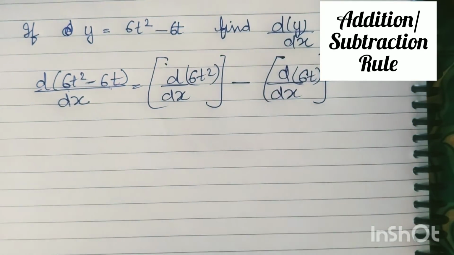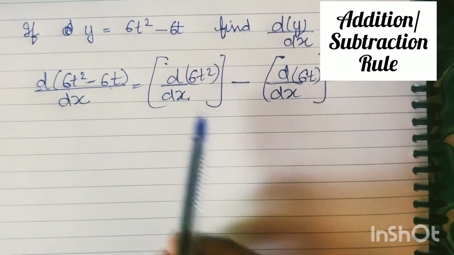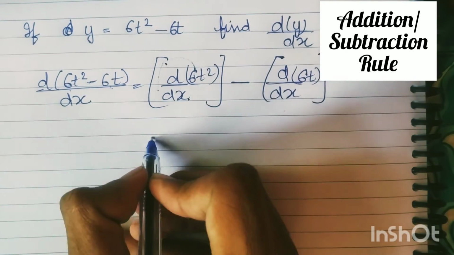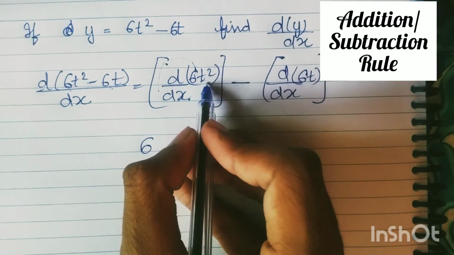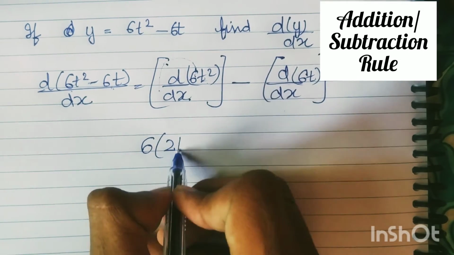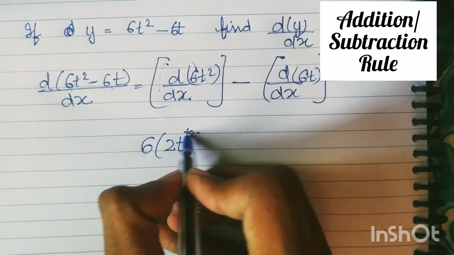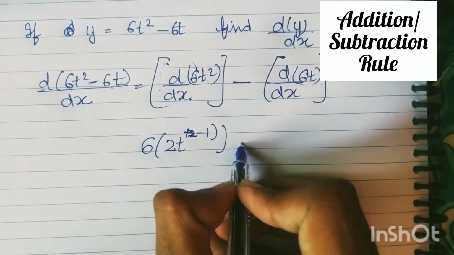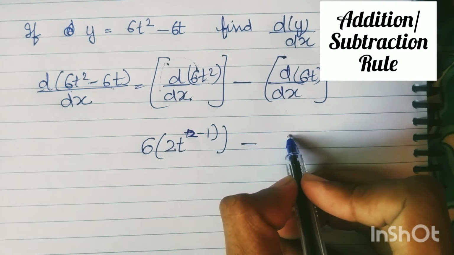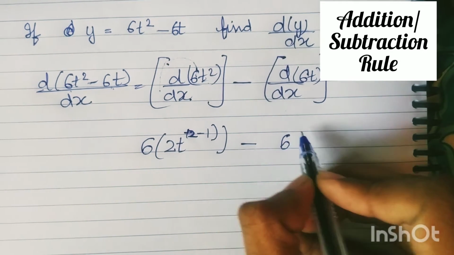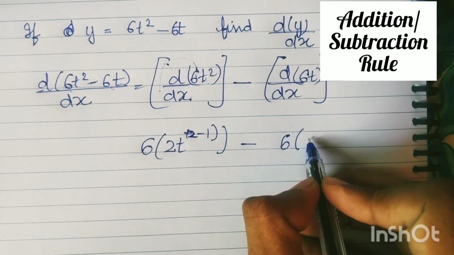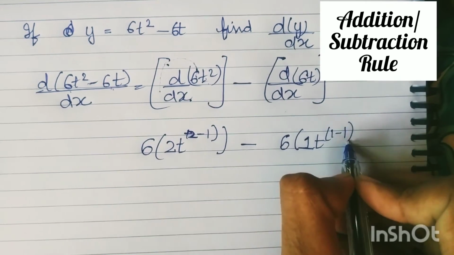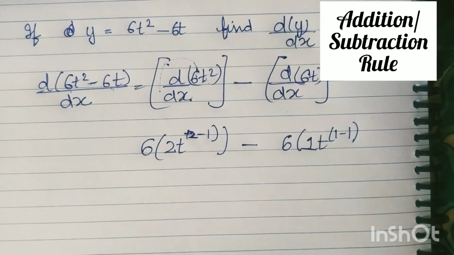Now remember, from the constant rule, first we will differentiate this and this. From the constant rule, you take the constant, that is 6, then the differentiation of t square: first the power, then the variable, and 2 minus 1, minus 6, again your constant, take it to this side. Then there is no power, that is, the power is 1, so 1 t raised to the power of 1 minus 1, because 6t has a power of 1.